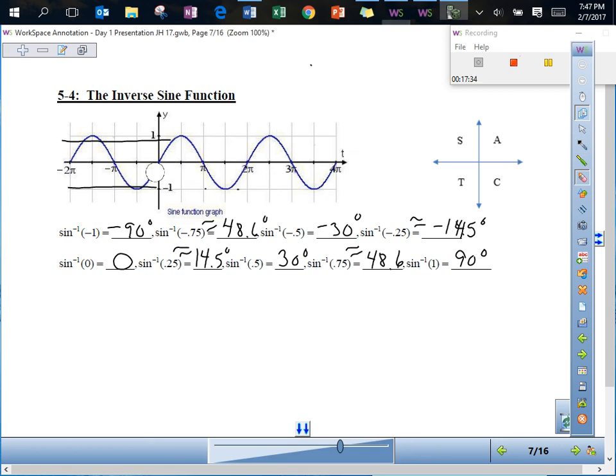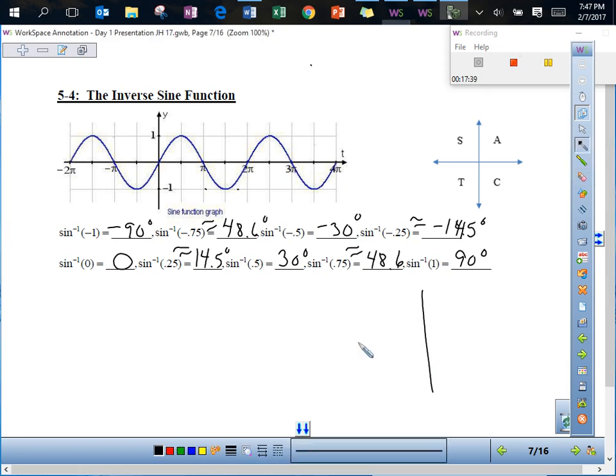Now I want you to notice what kind of answers these gave me. If I think about the quadrants, where I got "all students take calculus," notice that it gave me some numbers in quadrant 1: 0, 14, 30, 48, 90. Notice that it also gave me numbers in quadrant 4. We got to figure out real fast, how come it didn't use quadrant 2? Well, look at quadrant 2. They contain positive sine values. So I would have got a repeat of 0 to 90.